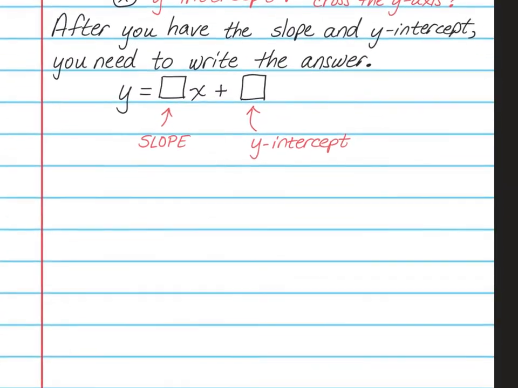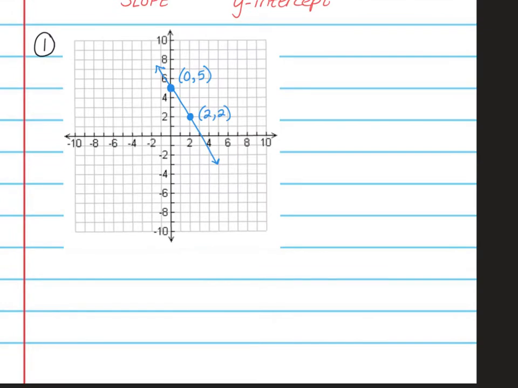Let's do a few examples. Please pause your video and get set up with this first problem. So remember, we need to have two parts. We need to know what the slope is, and then we also need to find the y-intercept. So let's first talk about the slope.